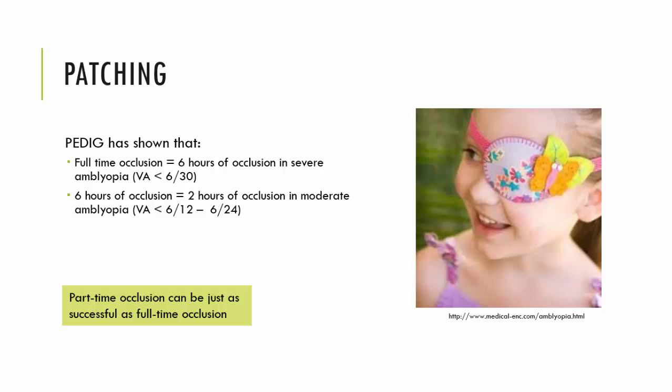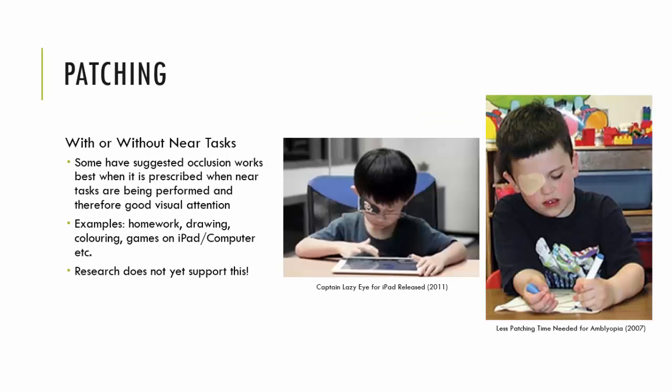So with part-time occlusion, if you're prescribing 2 hours or 4 hours, they can be done outside of school hours. You could even break up the 4 hours. You could do, for instance, an hour in the morning and 3 hours in the evening, or 2 hours in the morning and 2 hours in the evening, depending on the flexibility of the patient's time.